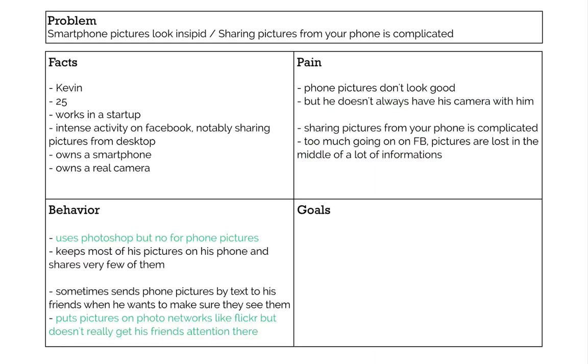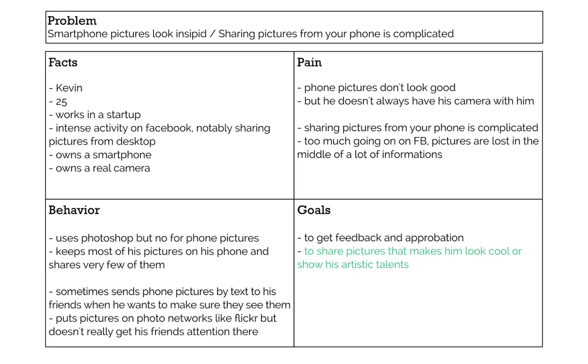Next up is behavior. Kevin uses Photoshop but not for pictures taken with his phone. And we've also learned that the typical user puts pictures on photo networks like Flickr, but it doesn't really get his friends' attention there. And finally, the goal for Kevin is indeed to get feedback and approbation, and he wants to look cool or show his artistic talents.